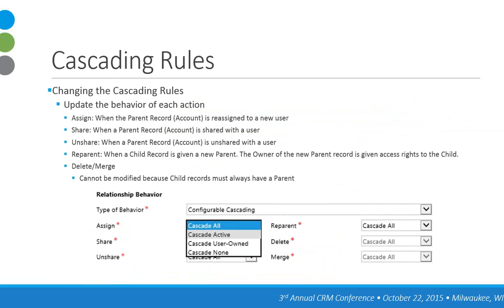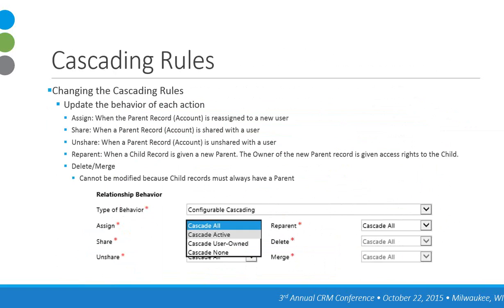So just to go through the different options you have, you have a few different relationship behaviors, actions that we can change here. One is when a record is assigned, what will happen to the child records. So when it's assigned to a new user, it will reassign the child records, or when a parent record is shared, it will share the child record in this relationship. And conversely, when it is unshared, it will unshare that record.